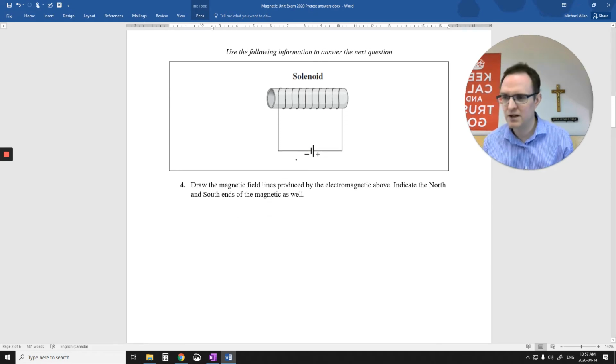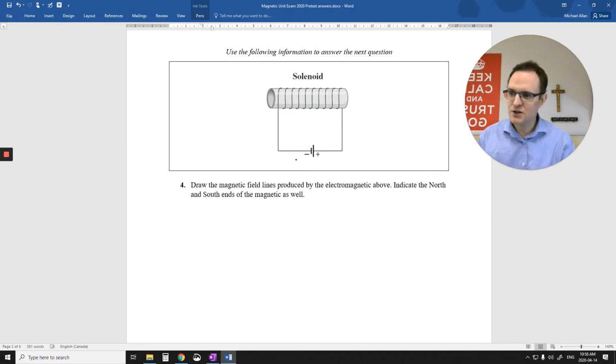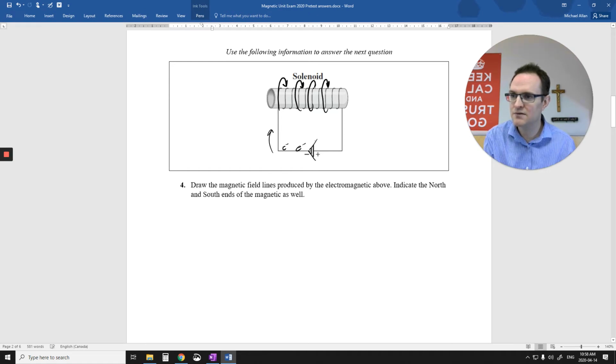Okay, so we're going to use our hand rule here to help us determine the field. So I'm going to put my hand here. Now, the electrons come out of the negative side here. So if you ever get stuck with which way the electrons are going, you can draw a little arrow here. So my electrons are flowing this way, up the front and then down the back. That's the direction my electrons flow. That's the direction my hand has to go.